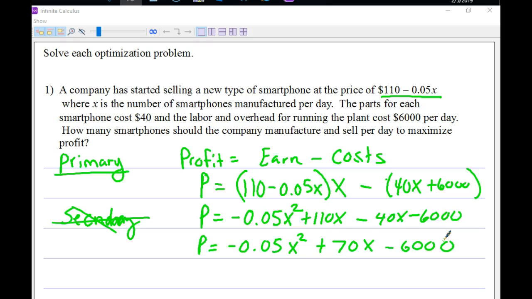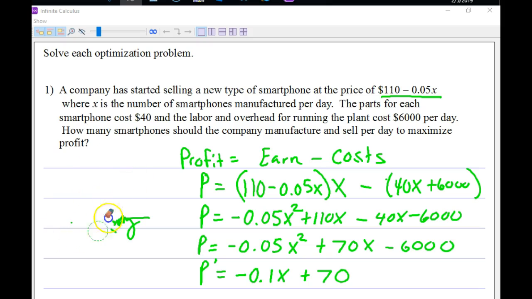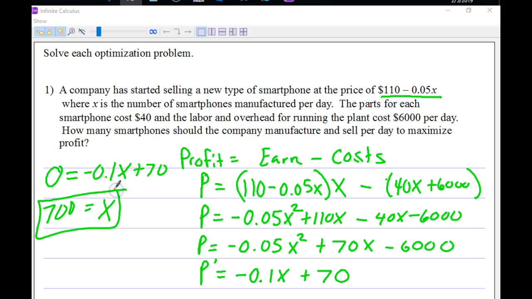And we want to find the max of this function. So we're going to do P prime, which is going to be negative 0.1x plus 70. Make that equal 0. And solving that, you get x equals 700, and that's how many phones they would have to sell in order to maximize their profit. So we only got one answer, so that has to be the answer. There's nothing else.